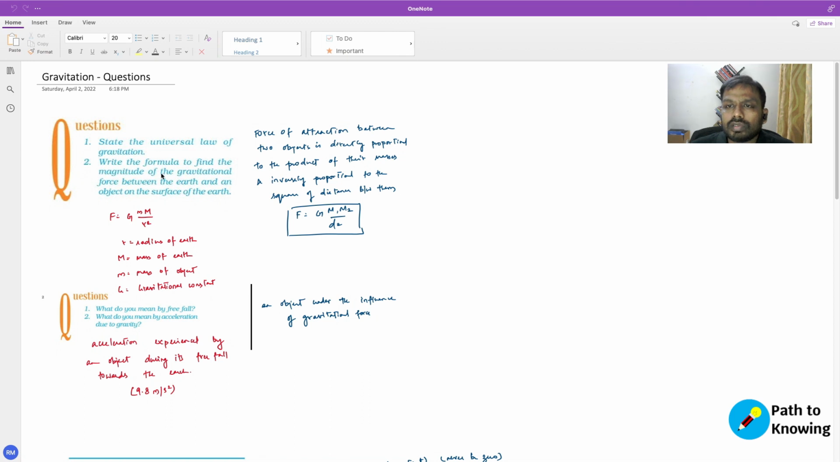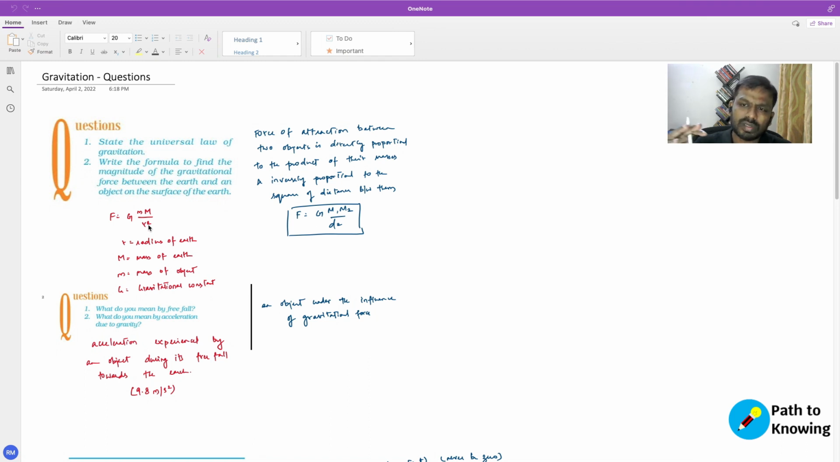Second one: write the formula to find the magnitude of the gravitational force between Earth and an object on the surface of the Earth. Let's consider Earth to be the first object, with mass capital M, and the smaller object placed on the surface of the Earth to have mass small m. Newton's law of gravitation can be written as F equals G times small m times capital M over r squared. Here r is the radius of the Earth.